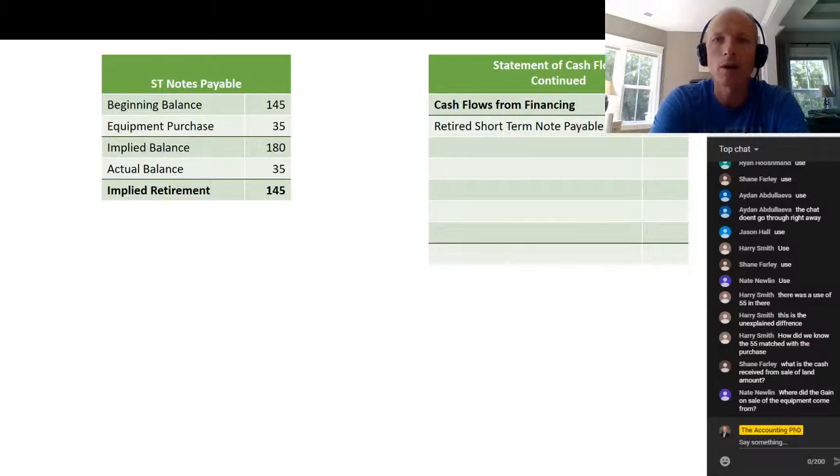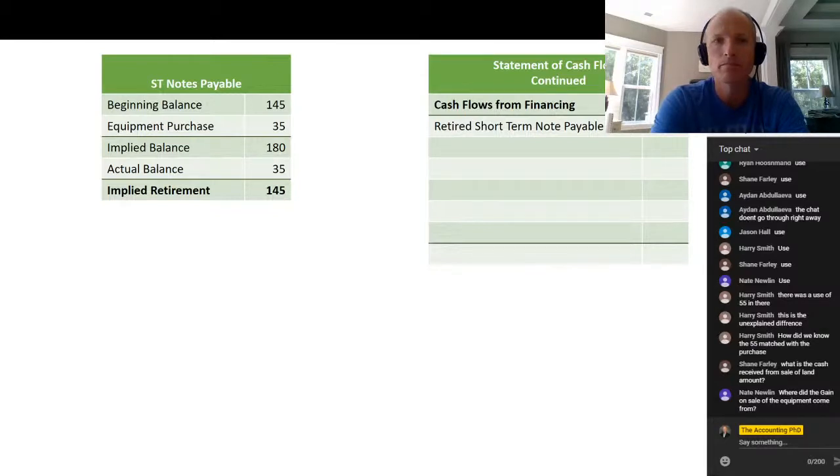And so when we talk about debt, we retire debt, or we issue debt. But in this case, of course, there was the retirement of the short-term note payable. And of course, that's a use of cash, and so that's a negative cash flow.